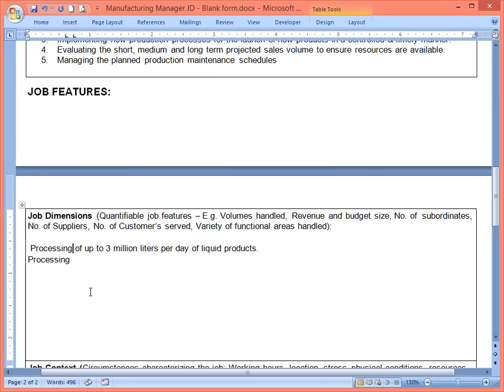Okay. This is not aligned. Okay. Processing of what? Of up to, let's say, 50,000, 50K metric tons. Metric tons of what? Okay, let's just say of food. Don't put solid, because it's not an appropriate word. Just say food products. It's already understood that those are solid products.